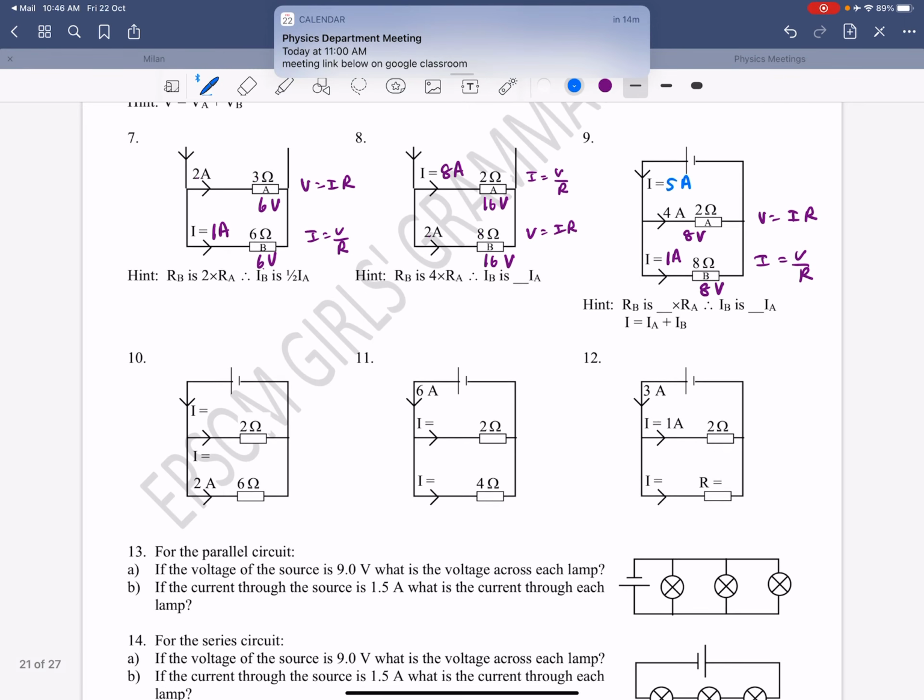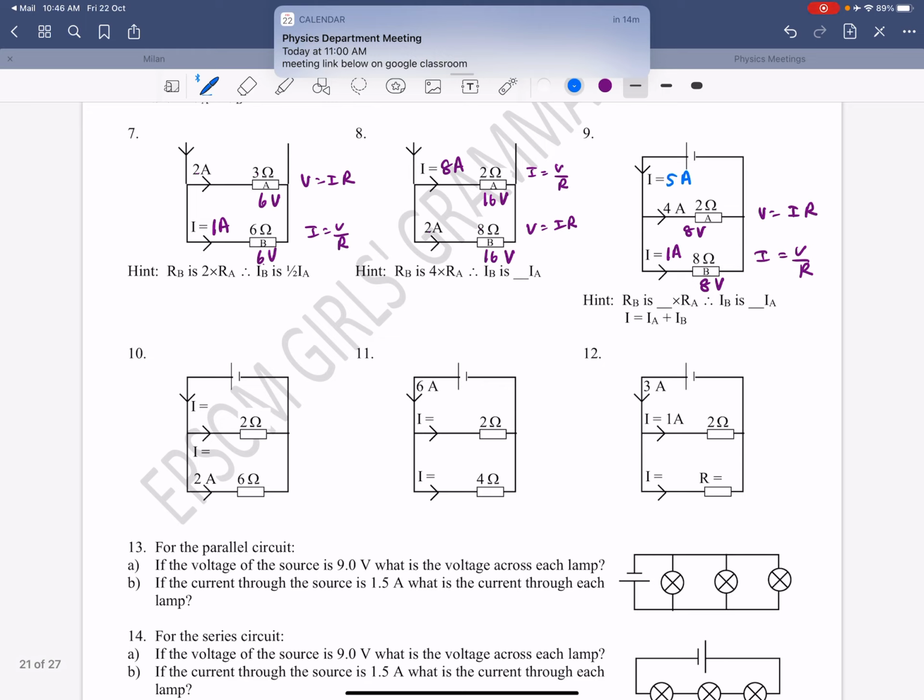Then this one here, let's get the voltage first. So voltage is current times resistance. So 2 times 6 is 12 volts. So this will also be 12 volts. And current is voltage over resistance. So 12 divided by 2 is 6 amps. And this one here, you just add the 6 and the 2, we get 8 amps.